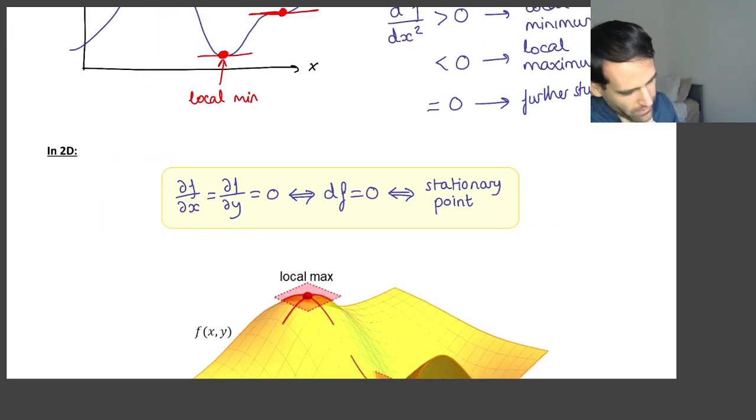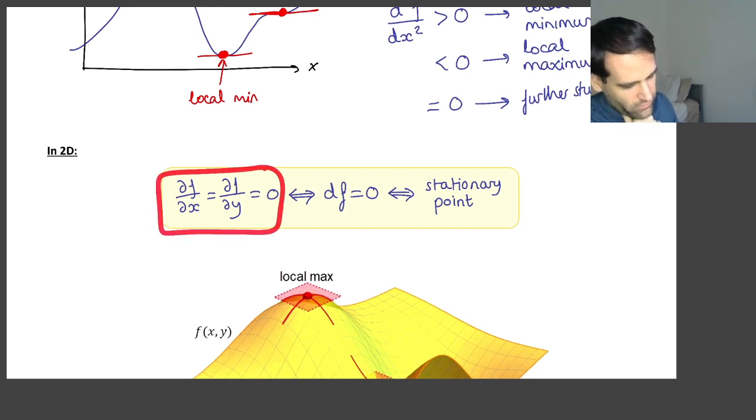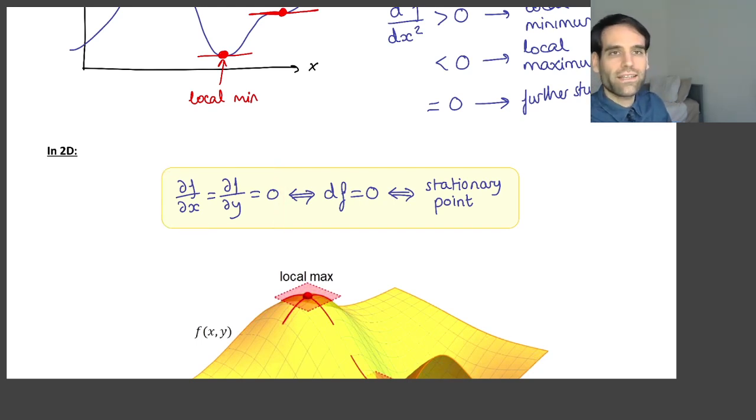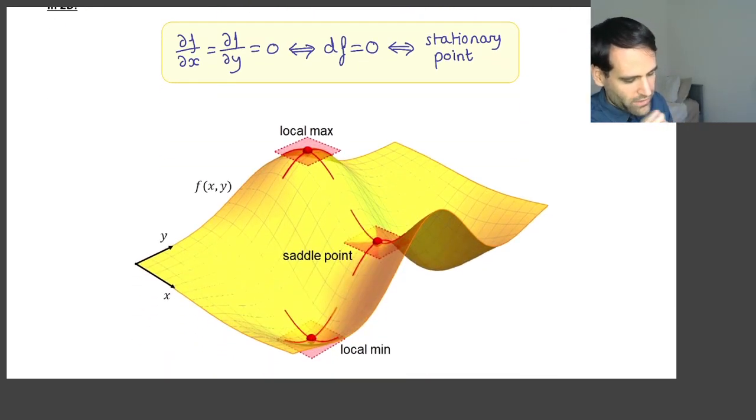So by solving these two equations, the partial with respect to x equals 0 and the partial with respect to y equals 0, this will be a system of two equations. We solve for x and y, and that will give us the xy coordinates of the stationary points, such as maxima, minima, and saddle points, okay?